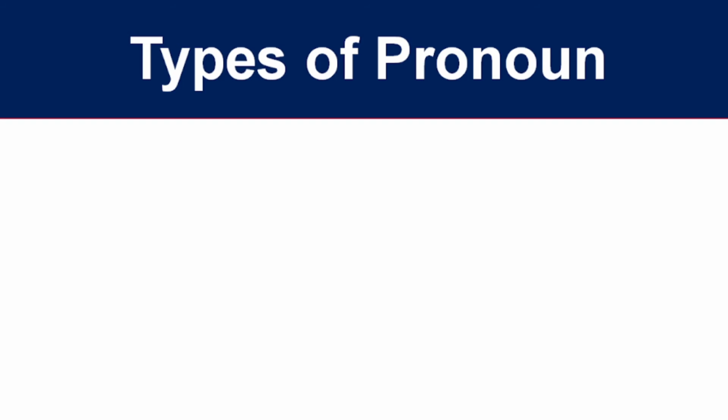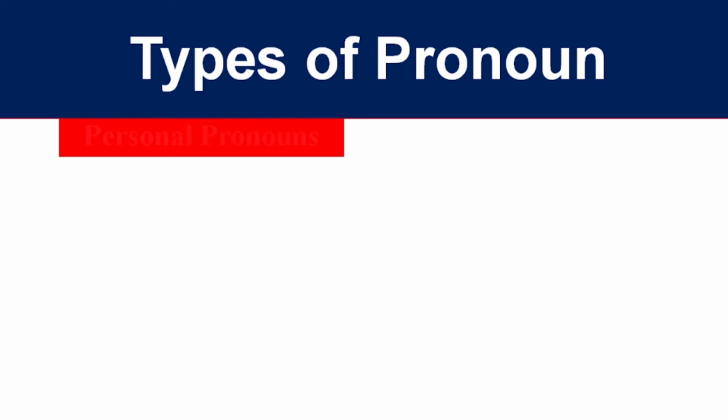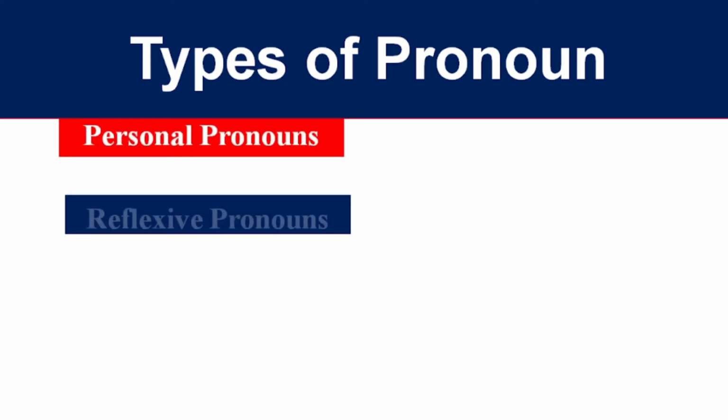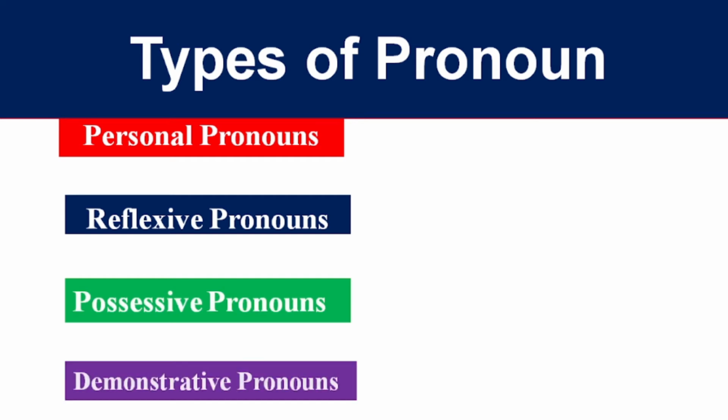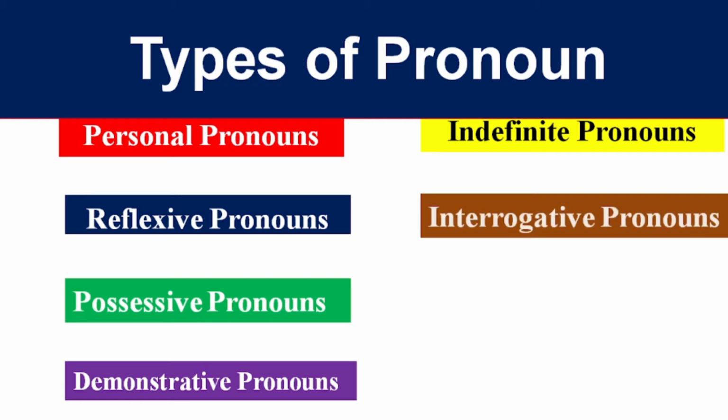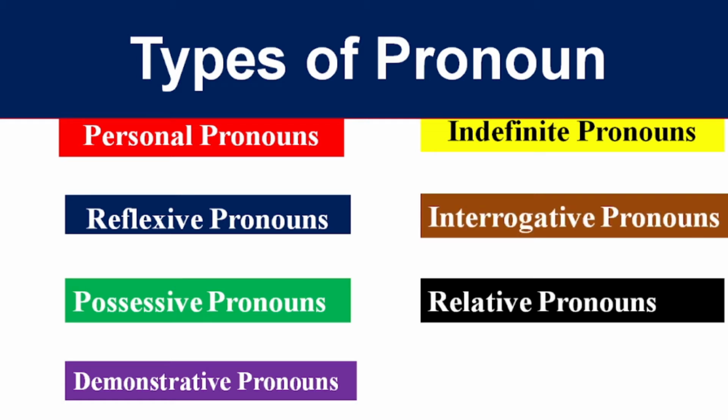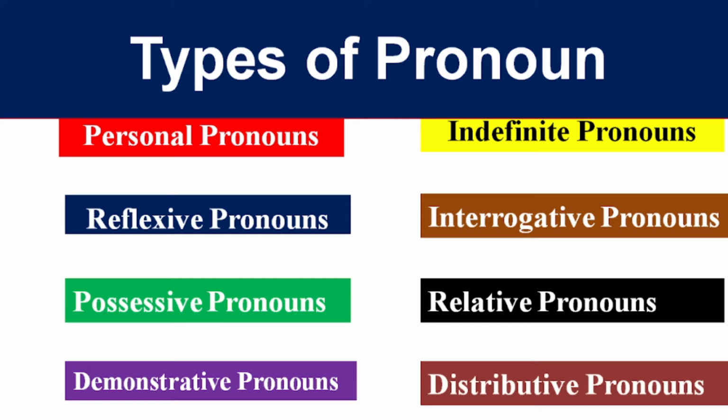If we look at the types of pronouns, universally there are many types we come across, but the universally accepted types are eight. We'll look at them. The first one is personal pronouns, reflexive pronouns, possessive pronouns, next demonstrative pronouns, then indefinite pronouns, next interrogative pronouns, relative pronouns and distributive pronouns. So these are the types of pronouns.